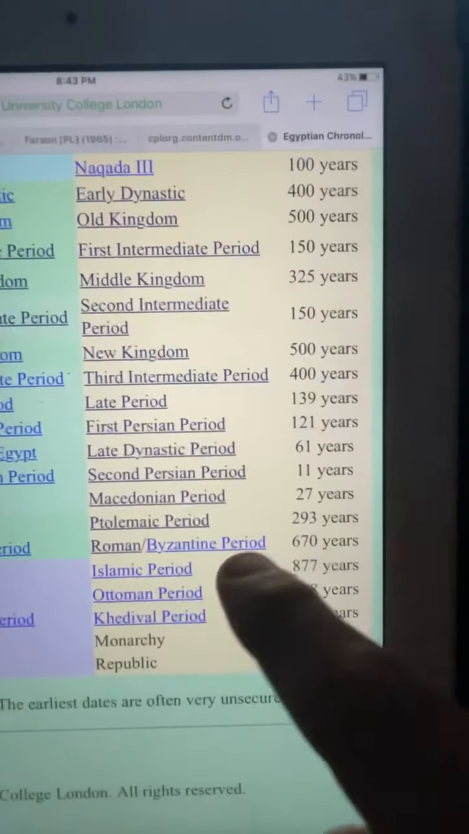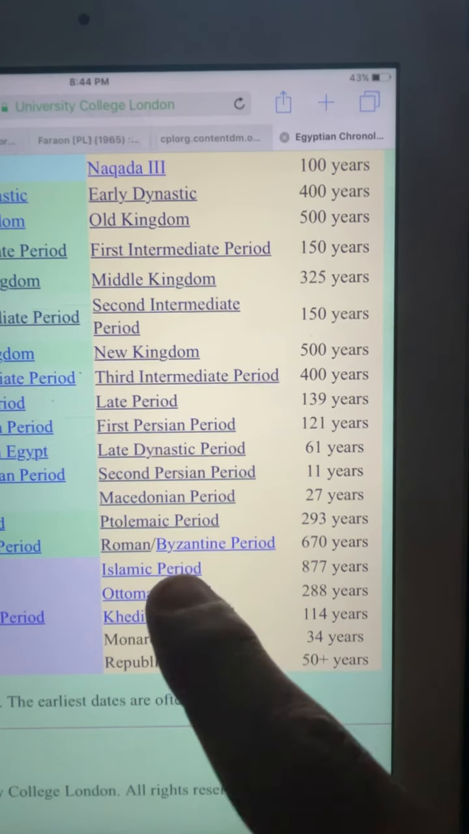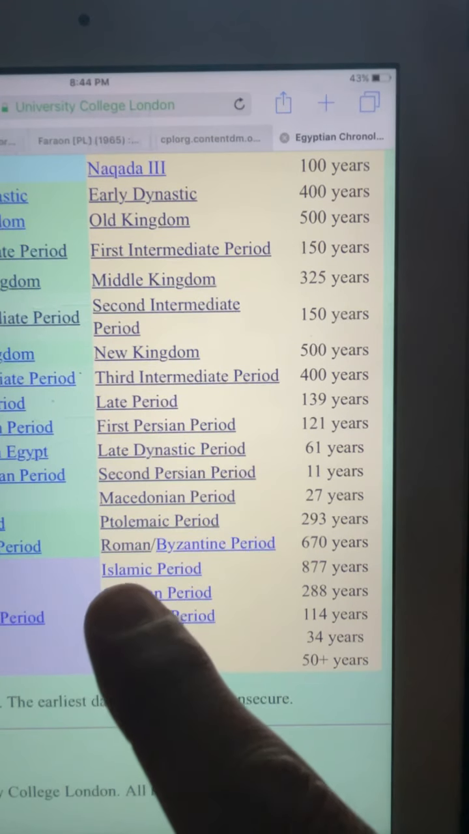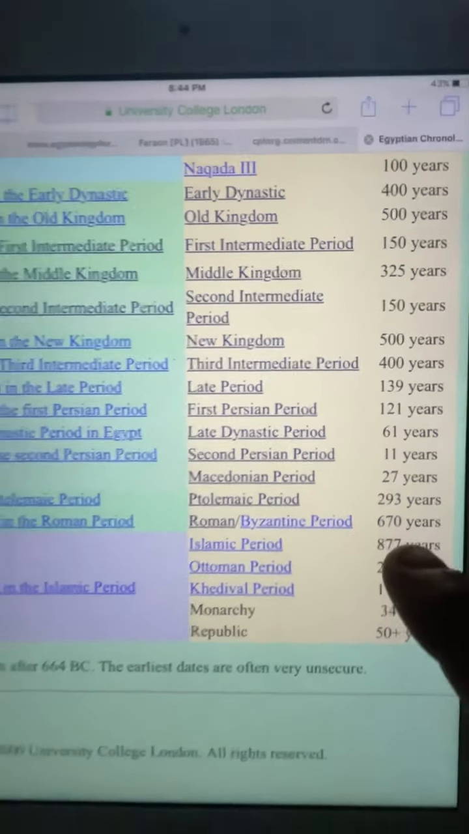And now you have Christianity ruling for 693 years. And then Byzantium is basically Holy Roman. If you had Rome as the Catholic, then Byzantium was the Orthodox. So that ruled for 770 years under Christian rule.